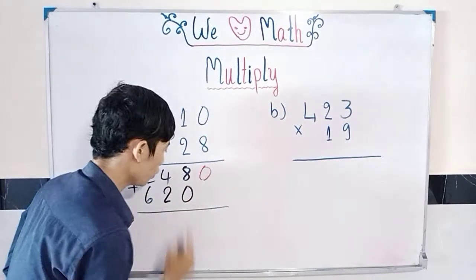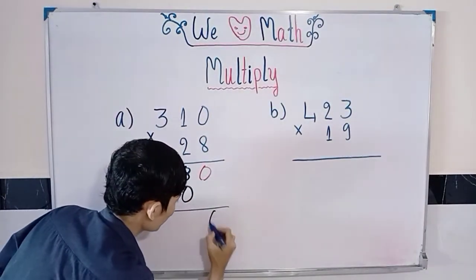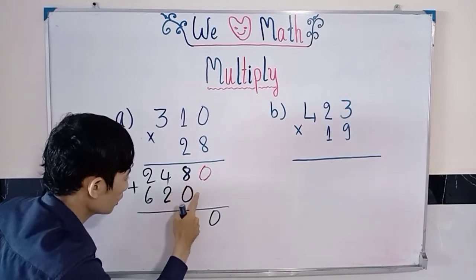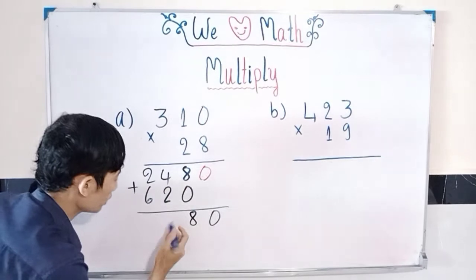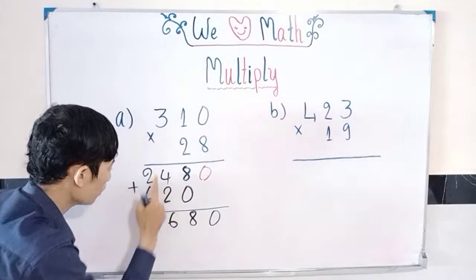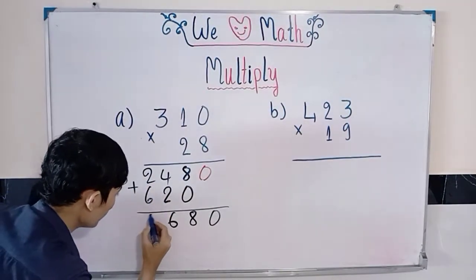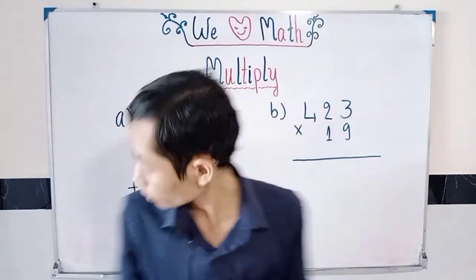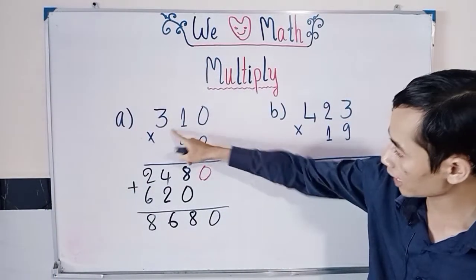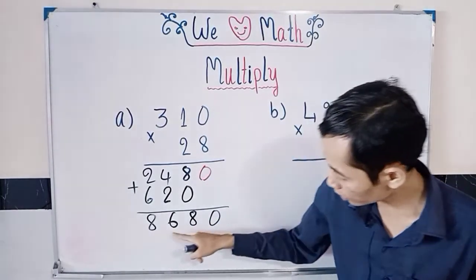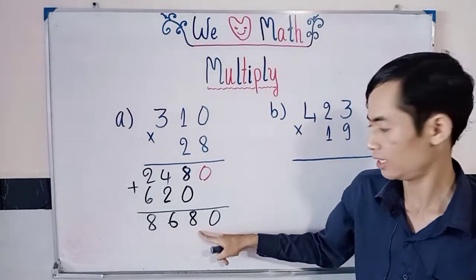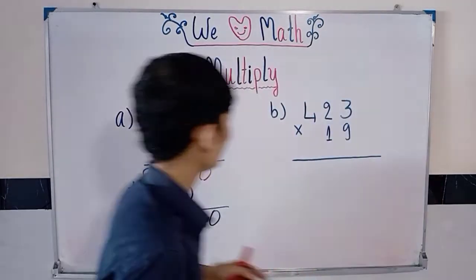0, we can take it down. 0. 8 plus 0 equals 8. 4 plus 2 is 6. And 2 plus 6 equals 8, right? So 310 times 28 equals 8,680, right?